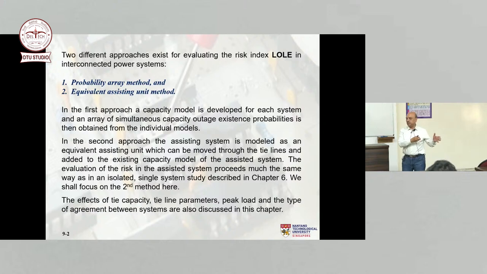The assisting unit is modeled as another equivalent generator, and then we treat this together with our system, and then we redo the calculations and we find how the reliability has improved. Obviously, with assistance, the reliability will improve. In other words, the LOLE will reduce, the LOEE will reduce, correct? That's why reliability is improving, unreliability is going down, right?